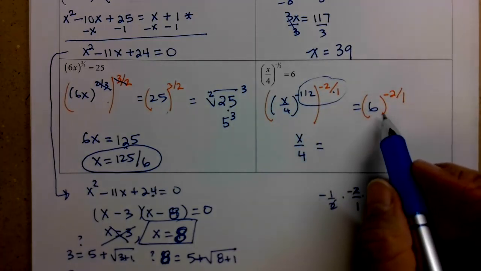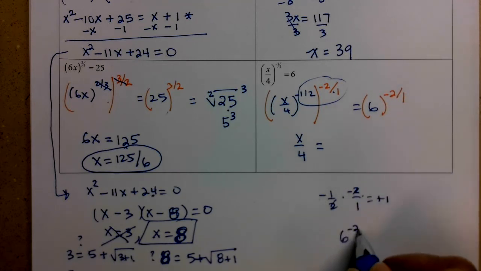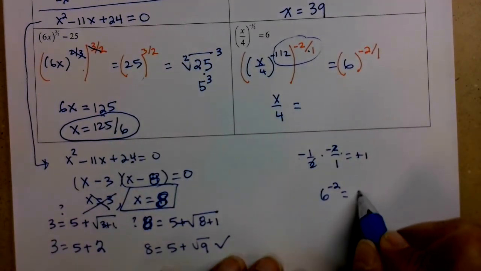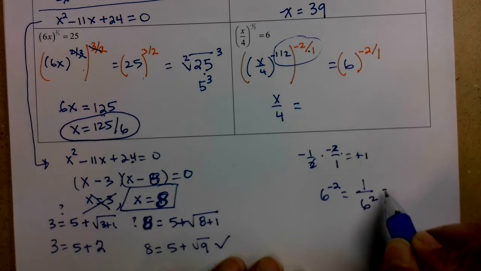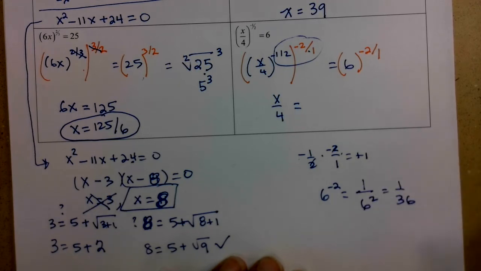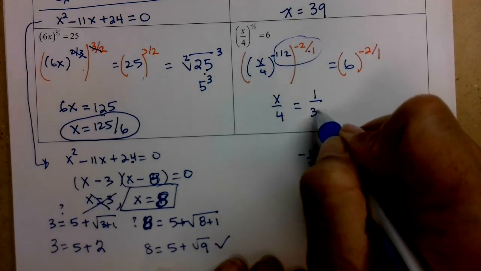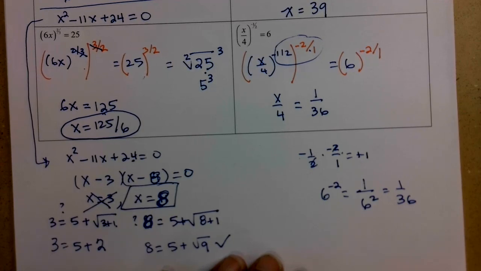Now I have to deal with the right side. I have 6 to the negative 2. Well, what's 6 to the negative 2 equal? 6 to the negative 2, right? We do the reciprocal of the base, so 1 over 6 squared. So that's going to be 1 over 36. So 1 over 36.